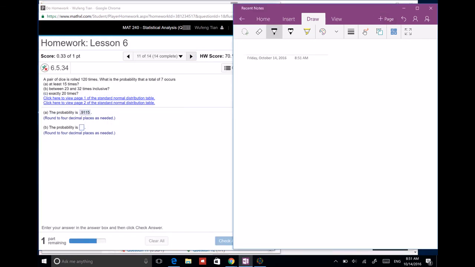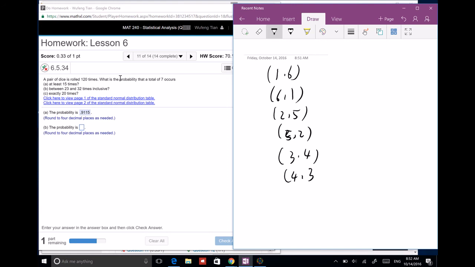A pair of dice is rolled 120 times. What's the probability that a total of 7 occurs at least 15 times? This one uses the normal distribution, but the dice itself is a binomial distribution. The probability that 7 occurs: 1 and 6, 6 and 1, 2 and 5, 5 and 2, 3 and 4, and 4 and 3. How many? 1, 2, 3, 4, 5, 6. You have 6.